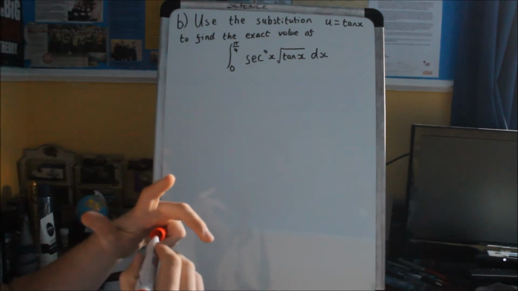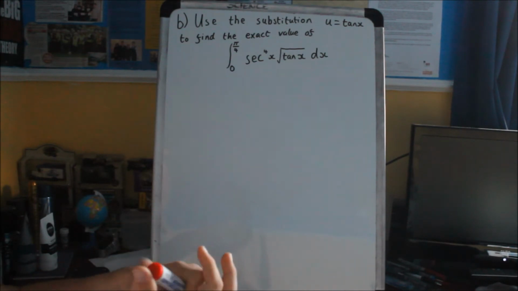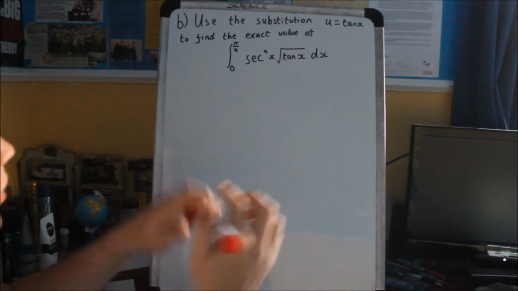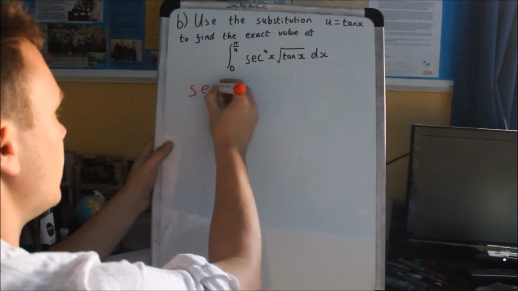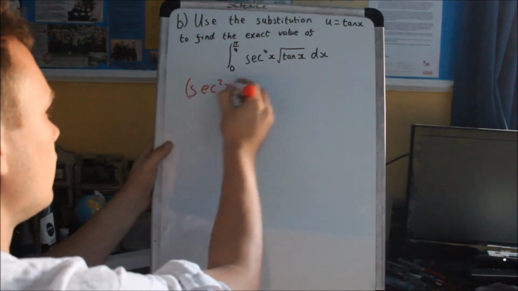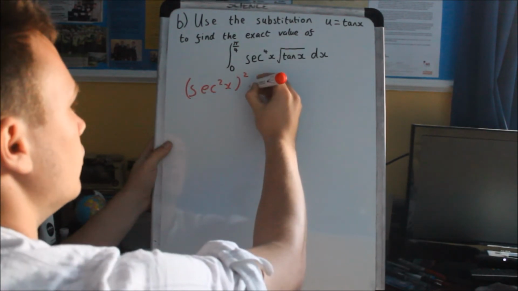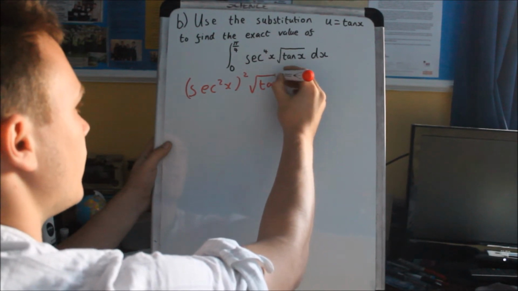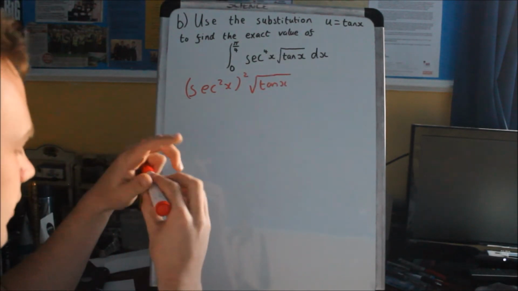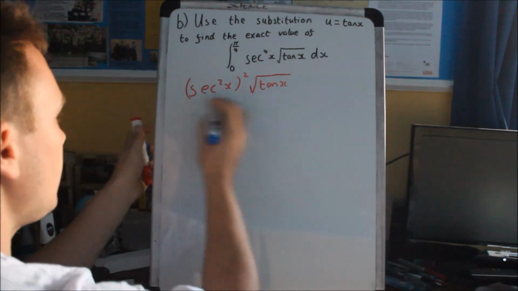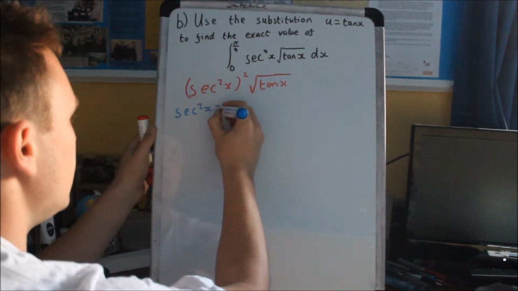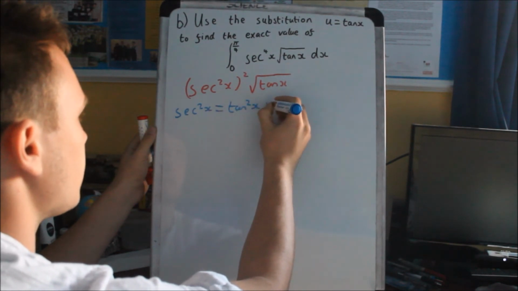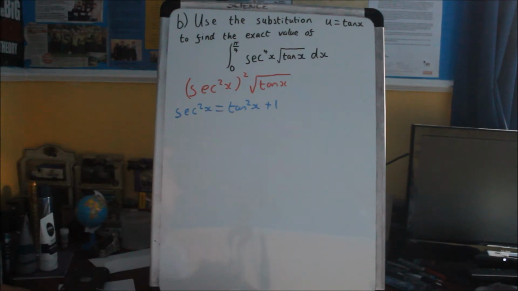So this sec to the 4x means nothing to anyone, really. Sec to the 4, we don't know any rules for that. But hopefully you can see that that quite neatly becomes sec squared x, which you are familiar with, squared, root tan x. So that's the first thing. That's simplified it a little bit, because it just so happens that sec squared x equals tan squared x plus 1. It just so happens. And hopefully you'd know that rule off the top of your head. If you didn't, then this question would prove particularly tricky. So sec squared x equals tan squared x plus 1.